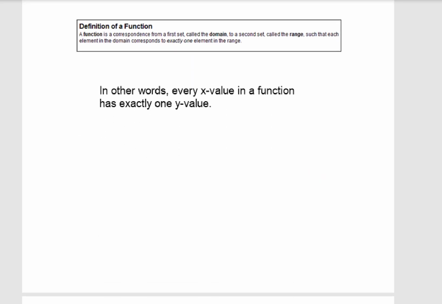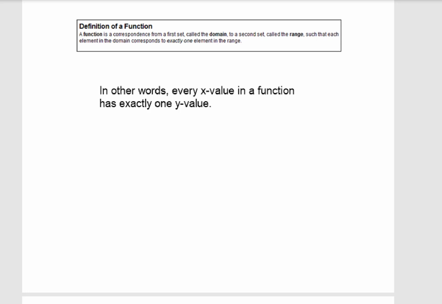So we have the definition of a function. They always have funky definitions that tend to be more confusing. It says a function is a correspondence from a first set called the domain to a second set called the range, such that each element in the domain corresponds to exactly one element in the range. So that just sounds like a whole lot of information. In other words, every x value in a function has exactly one y value.